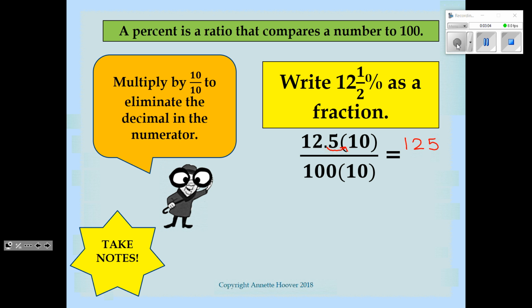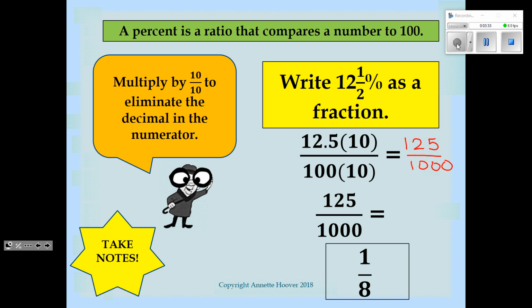So in order to get rid of this decimal, we're multiplying times 10, which moves the decimal over one place. That means that we have to move the decimal on 100 over one place. But where is the decimal? It is at the end. So if we move the decimal over one place, you're just adding another 0. 100 times 10 is 1,000. So if you have a decimal, you have to get rid of the decimal before you simplify. Now we have 125 over 1,000, and both of those are divisible by 125, and that would be 1/8.